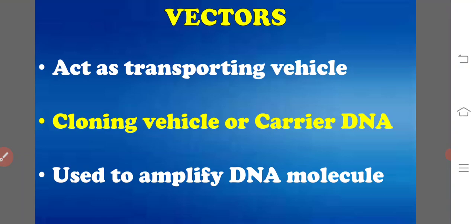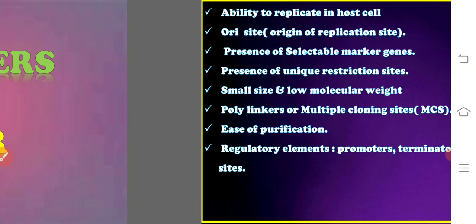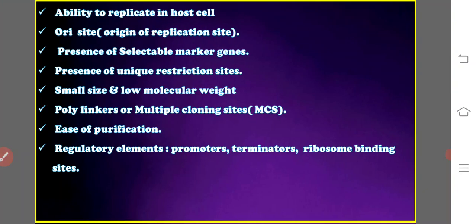Vector should have one or more unique restriction sites into which the recombinant DNA can be inserted. They should have a selectable marker like the antibiotic resistance gene, which allows recognition of transformants. Vector DNA can be inserted into the host cell. Vector should not be toxic to the host cell. And these all are the characteristic features of the vectors.